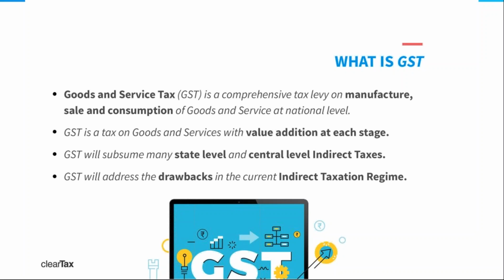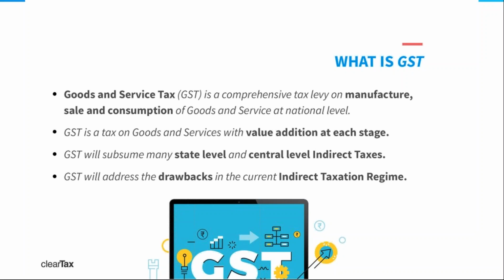And GST is going to subsume many state level and central level indirect taxes, and that is the reason why it is a comprehensive tax. At a high level, value-added tax, entry tax, entertainment tax, luxury tax, these are state level taxes. Then we have central excise duty, then certain aspects of customs duty. Basic customs duty will still remain, but additional duty and special duties are going to get subsumed under goods and service tax. And we have service tax and excise duty. All these central levies will get subsumed under goods and service tax.